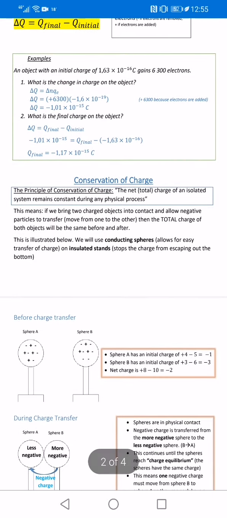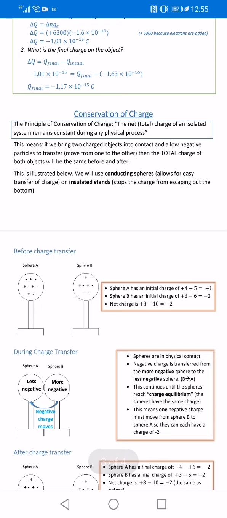Then conservation of charge, this one's a little bit easier. For this, you're usually going to have a scenario where they say we've got two conducting spheres on insulated stands. They'll give you the charges on each. They'll say we bring them together, they touch for a little while, and then we pull them apart again, and then they'll ask you to determine the final charge on each. That's usually how this question will run. But anyway, let's go into the nitty-gritty of it.